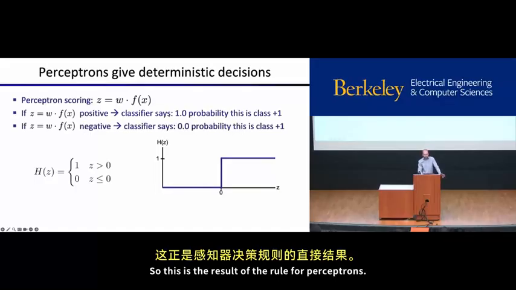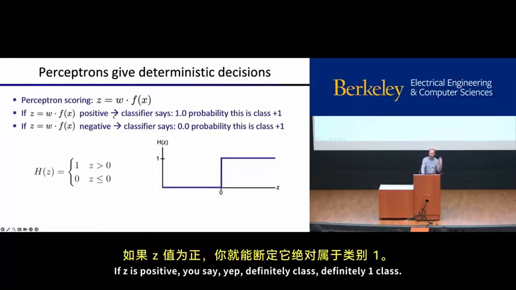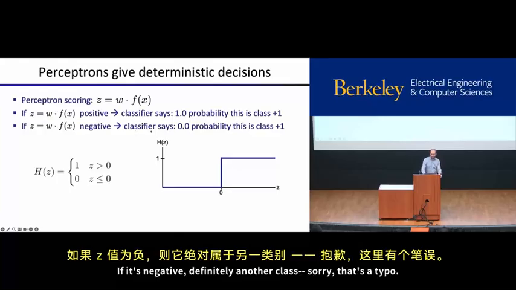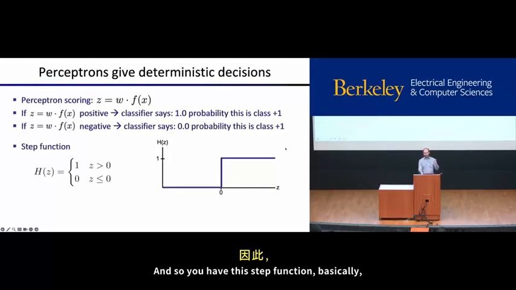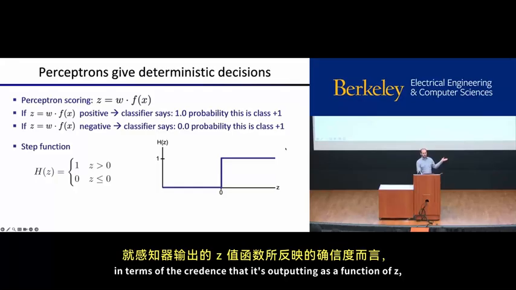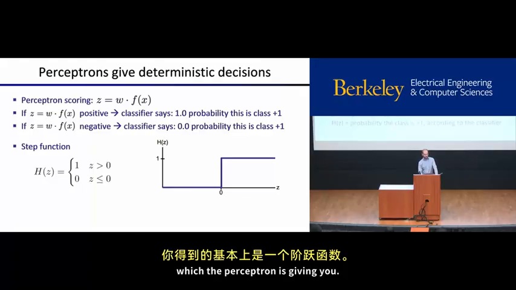So this is the result of the rule for perceptrons. If Z is positive, you say, yep, definitely one class. If it's negative, definitely the other class. Sorry, that's a typo. That should be -1. And so you have this step function basically in terms of the credence that it's outputting as a function of Z, which the perceptron is giving you.